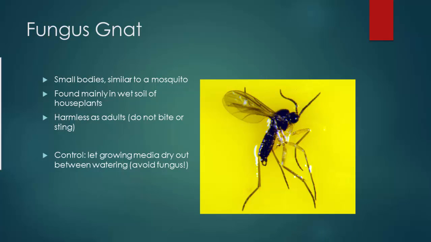But they look like little tiny mosquitoes. They'll look like little dots flying around. And usually it's when you have that green scale coming over the top of your soil.